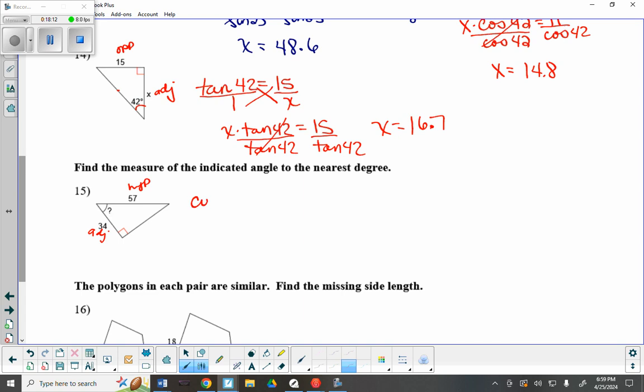So remember though, when we want an angle, we type in angle inverse. So cosine inverse, and it's adjacent over hypotenuse. So second function cosine on the calculator, 34 divided by 57. And we get 53.4 degrees.